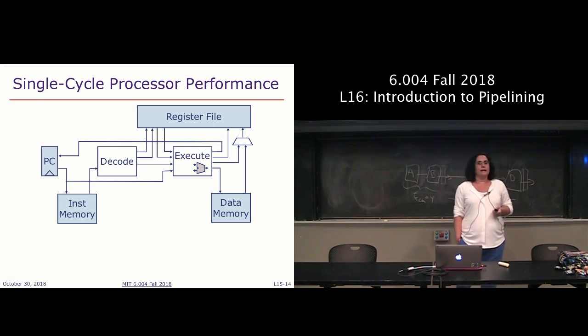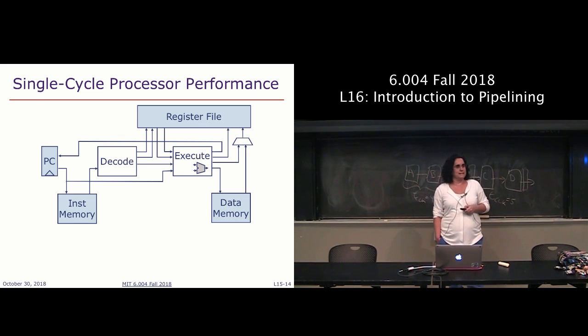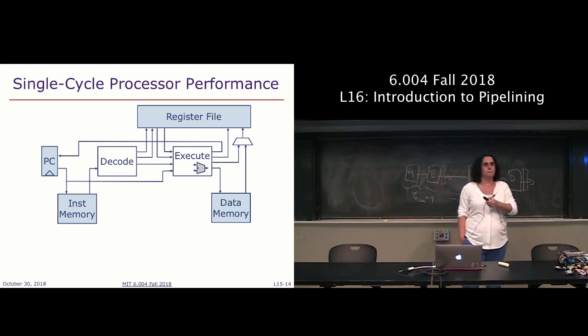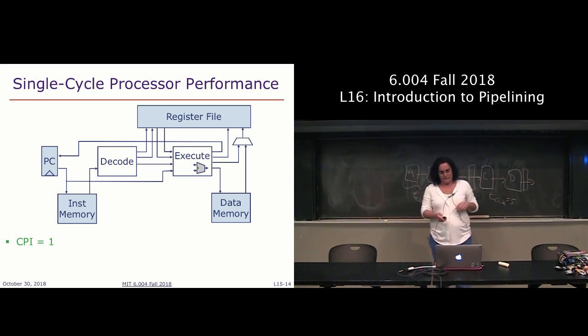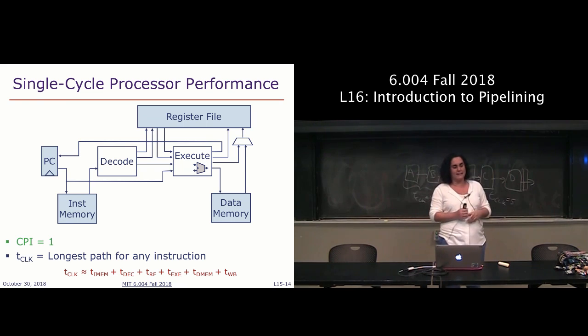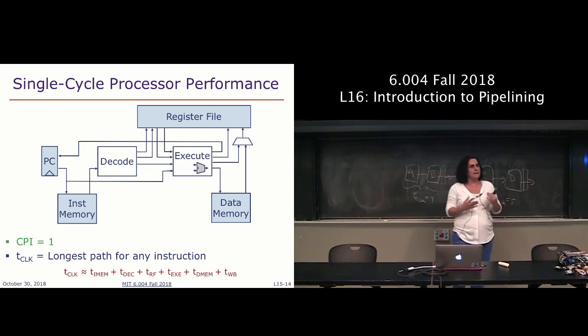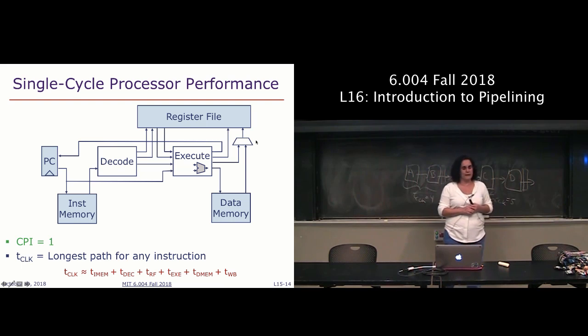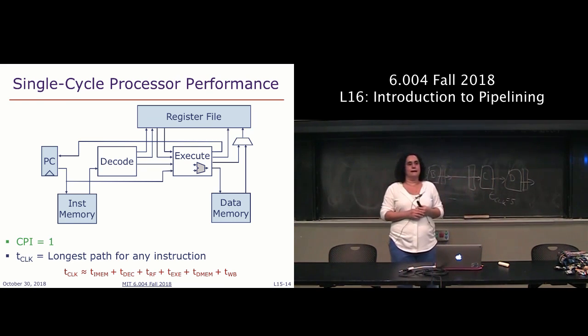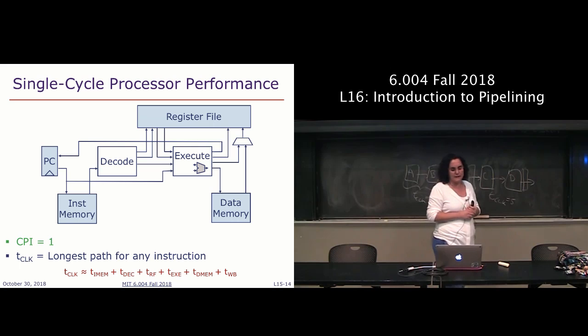How would I go about figuring out what my clock period for the single cycle processor is? Well, I have to allow enough time for every single piece of functionality. And so what does that mean? Specifically, what I have to have in my clock period is enough time to fetch my instruction memory, to do my decode, to fetch my registers, to execute, to potentially go to my data memory, and then to write back my results. Okay? Now, my CPI for this processor is 1, because we said it's a single cycle processor.